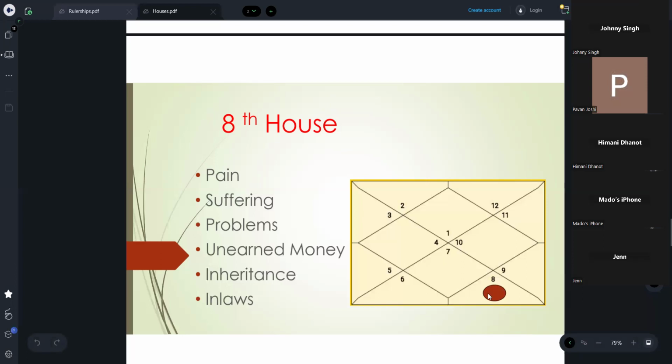Because the money that is shown in the eighth house is not your money. This is the other people's money. Inheritance is essentially not your money, it's other people's money. Therefore, the eighth house also shows inherited wealth. Right? Remember, we said this. If this is confusing, just listen to the video again.